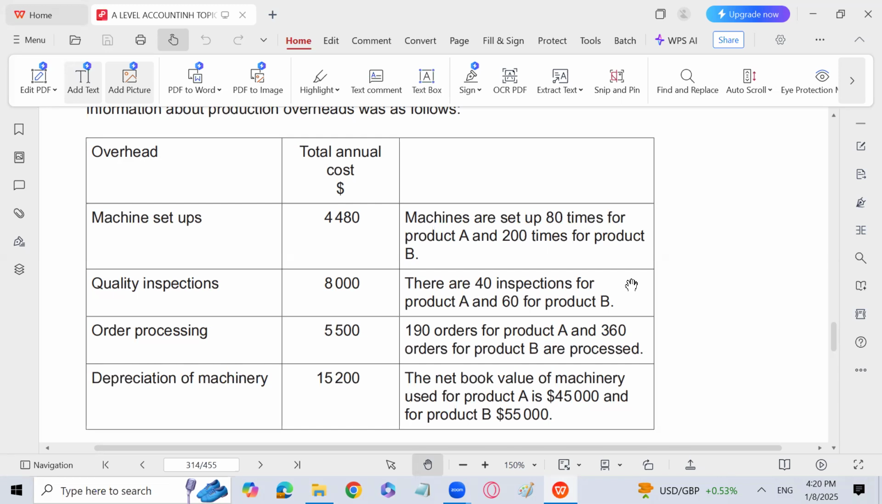It tells how much machine setup cost will go to each product. Okay, that is basically known as cost driver, right? So machine setup is an activity and a cost driver. So activities are basically the cost drivers.